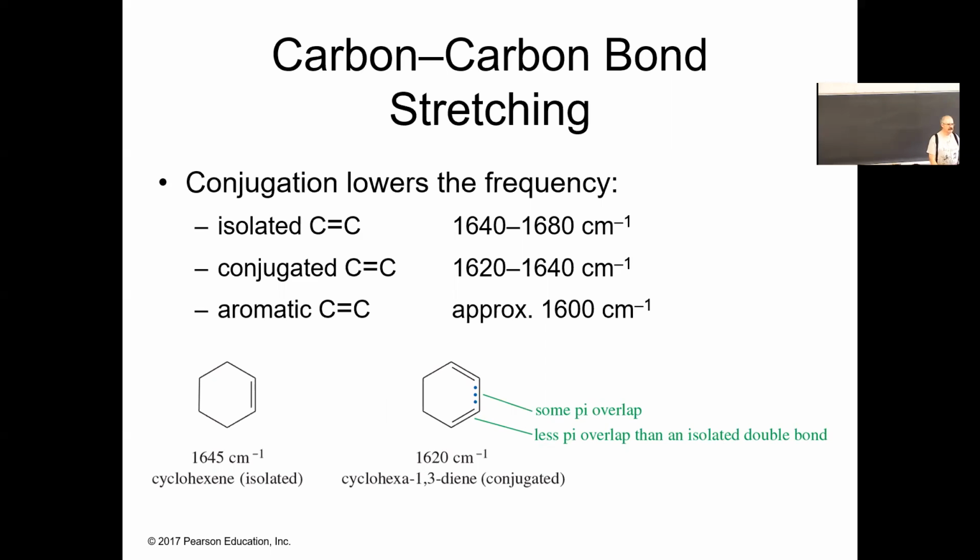Conjugation lowers the frequency. Conjugation is alternating double bond, single bond, double bond. If we have an isolated carbon-carbon double bond, that absorbs between about 1640 and 1680 wave numbers. But if it's conjugated, that lowers the frequency by about 20 to 40 wave numbers. And then an aromatic CC will be about 1600.